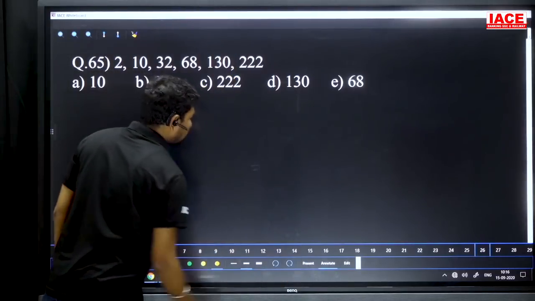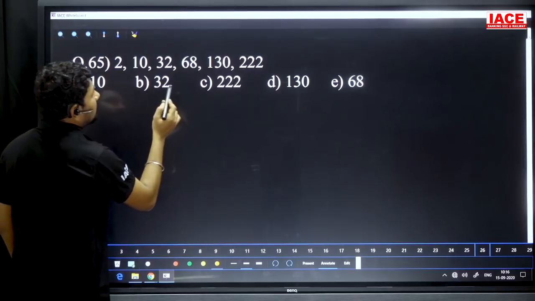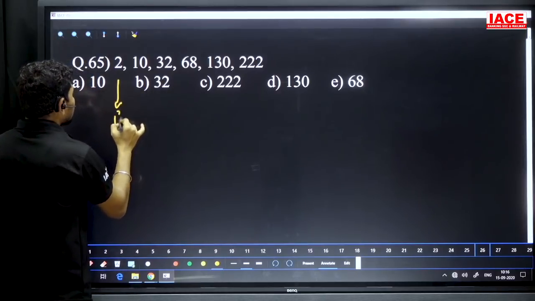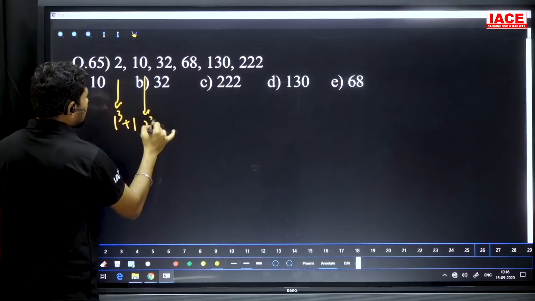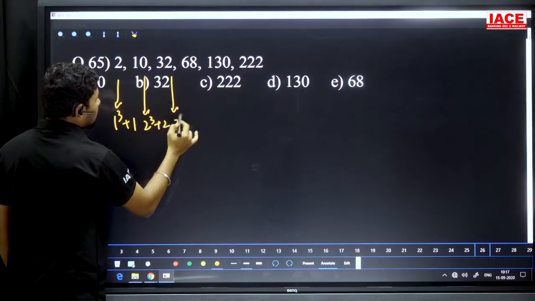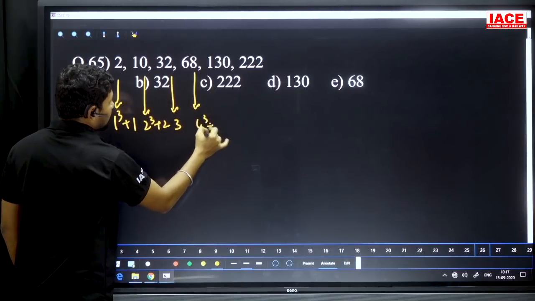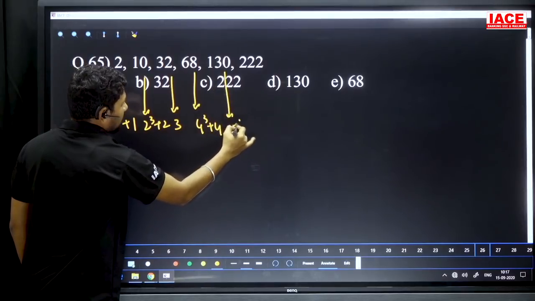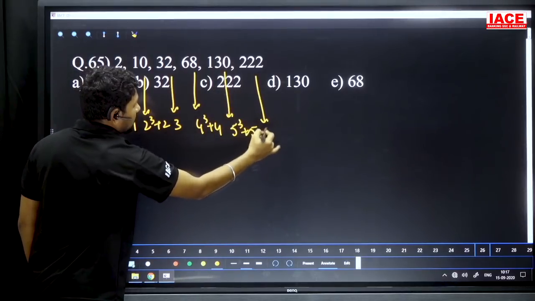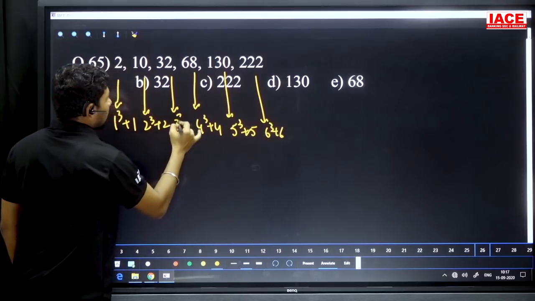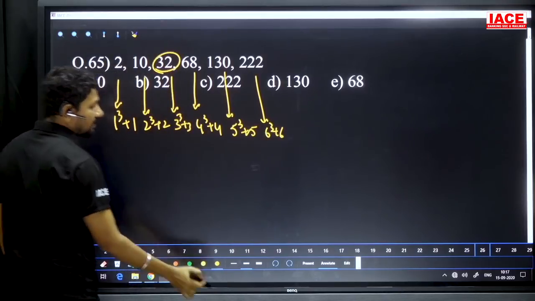Next, 2, 10, 32, 68, 130 and 222. Look, it is 1 cube plus 1 and 2 cube plus 2, and we are expecting 4 cube plus 4, here 5 cube plus 5, and here 6 cube plus 6. But look here, 3 cube plus 3 is not there. That means the wrong number is what? 32.